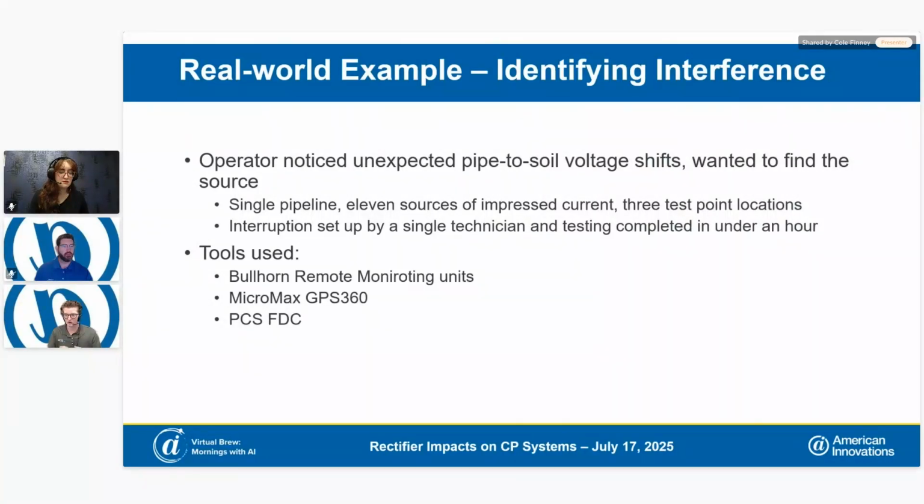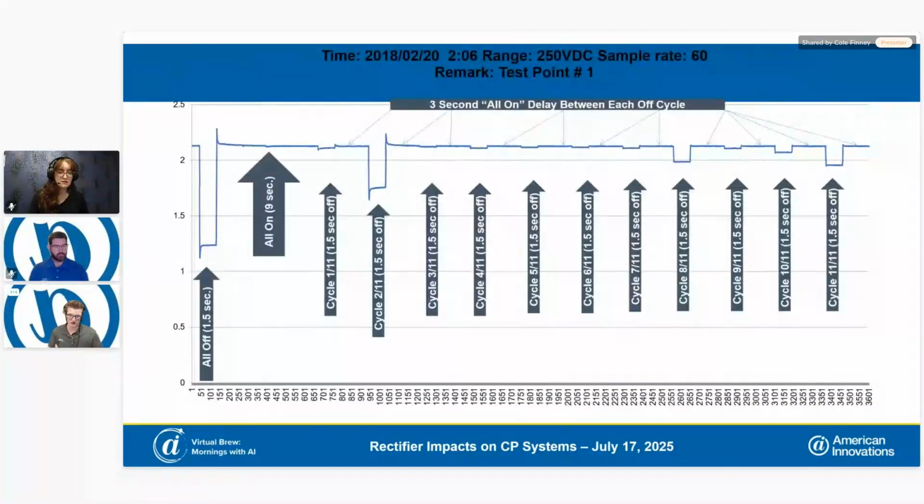And then what we did in this example, using Bullhorn remote monitors and using Micromax current interrupters, we were able to set up all of these 11 assets to be interrupted in just under an hour and perform our interrupted survey across all 11 assets. So this is the same interruption cycle from that Excel sheet I had earlier in the presentation.